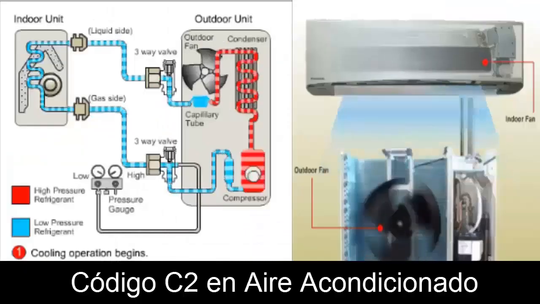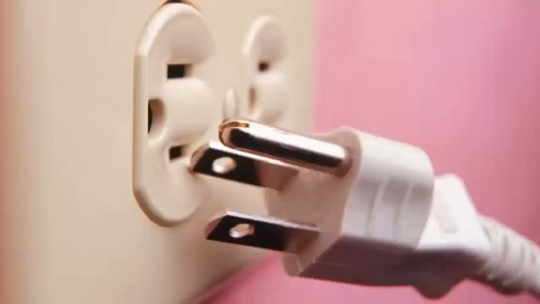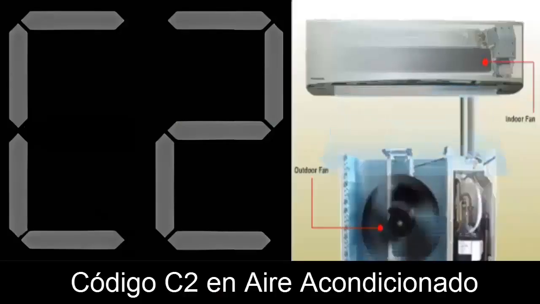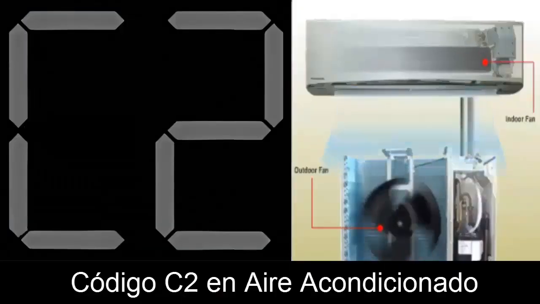F. With the electronic board de-energized, observe the resistors near the sensor connector. If you can measure and verify they have the correct value, do so. If the value is incorrect, replace the resistor on the board. G. If the error persists, replace the outdoor electronic board.